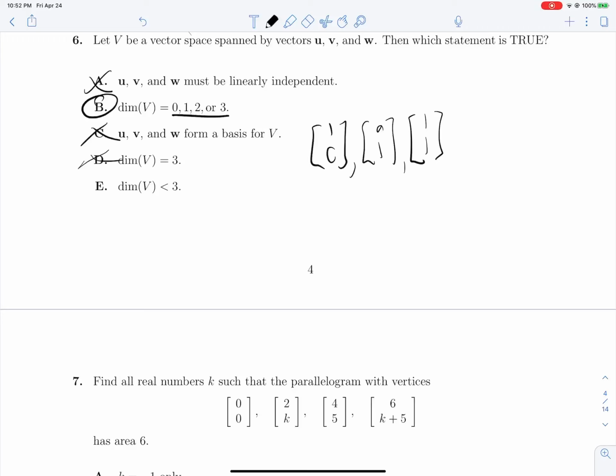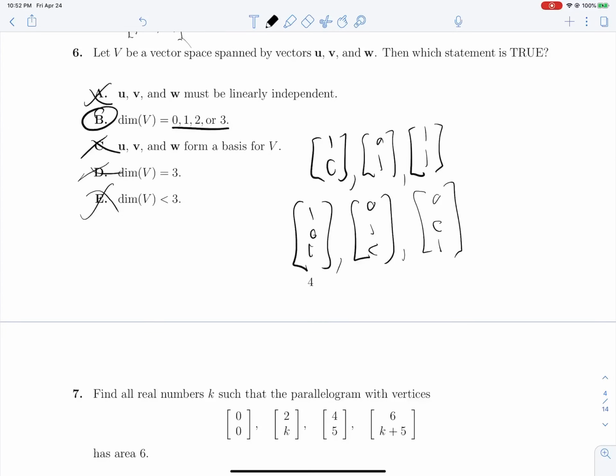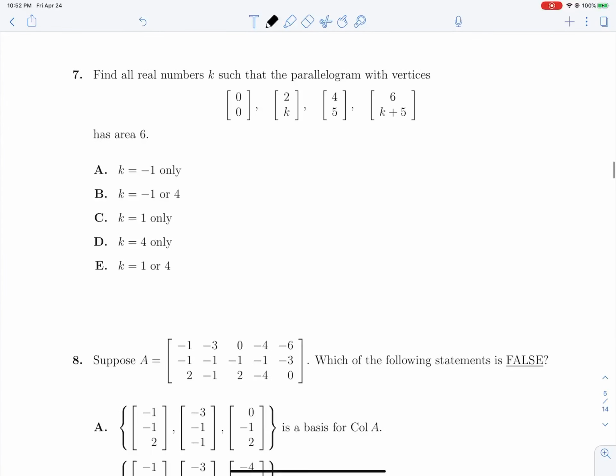Well, no. If we had (1, 0, 0), (0, 1, 0), and (0, 0, 1), just to give you the simplest example, that would span R3. So the dimension of V would be 3. So E is incorrect as a result, and 6, in fact, is B.